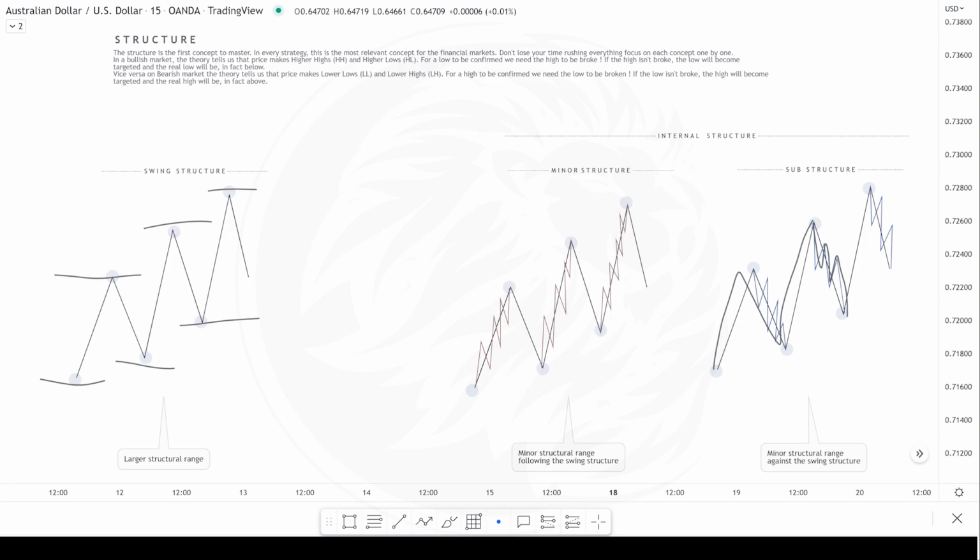Most of the time in the Discord I will not talk about minor and substructure, but more about internal structure, because with time you will clearly understand the difference, and once you get that, it's really important because you know where you are in your chart. Before we go through an example on the chart, I will show you how we can assume that we have a shift in the market structure.